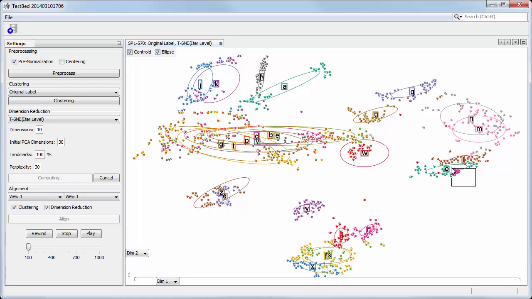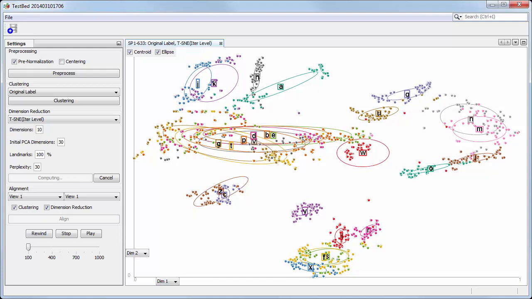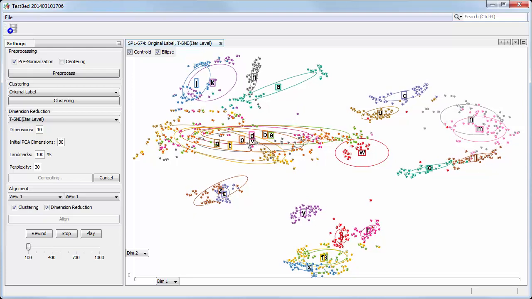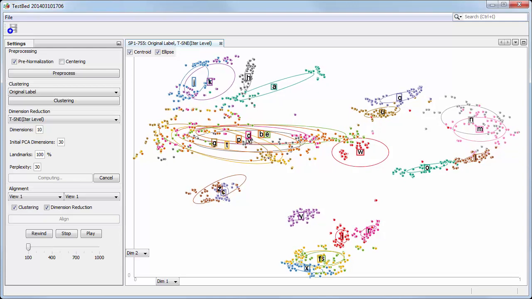Finally, we try to separate out the two letters L and O by moving parts of them away from each other. Now their separation becomes clearer in the visualization, and at the same time, we can identify the overlapping data instances between L and O, which might sound alike.